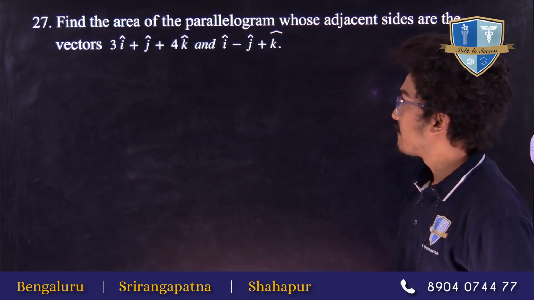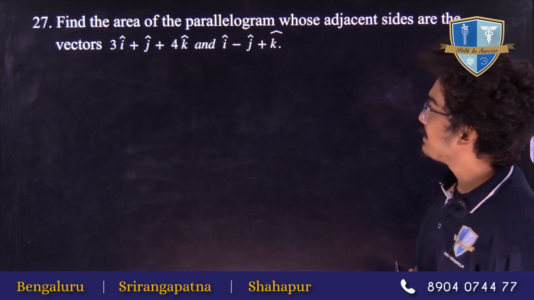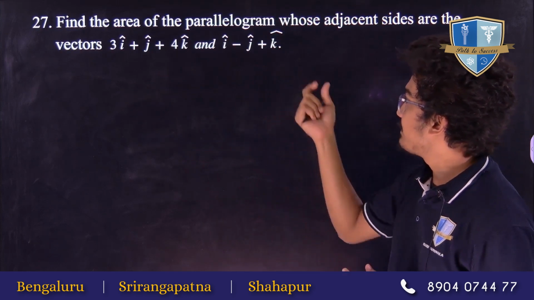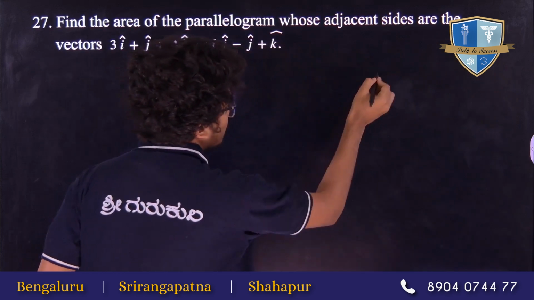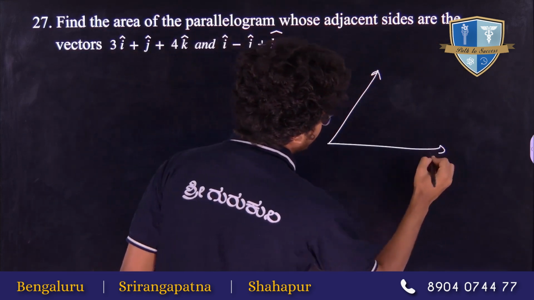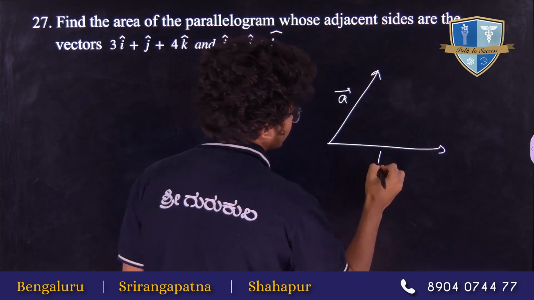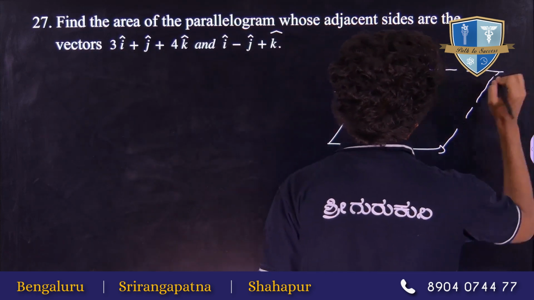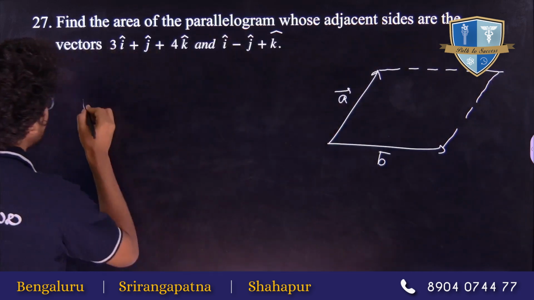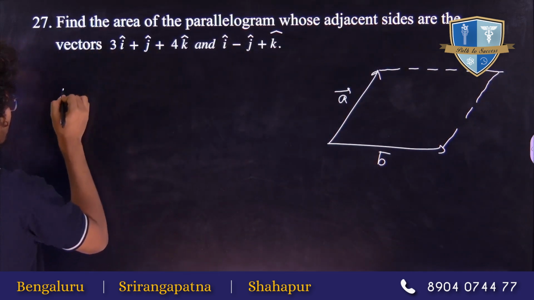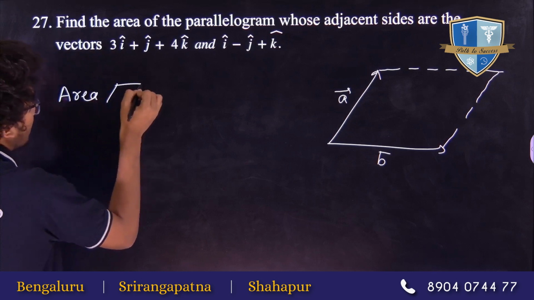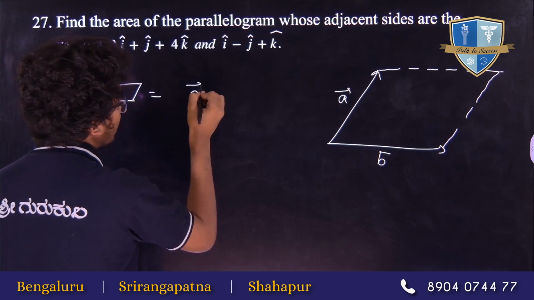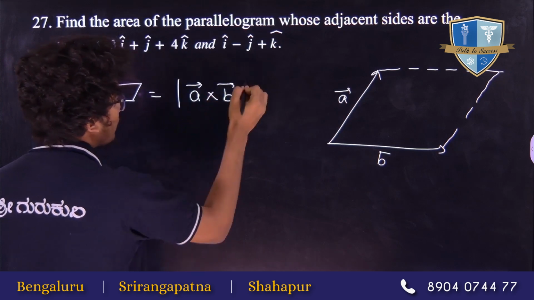So next question is, find the area of a parallelogram whose adjacent sides are the vectors 3i plus j plus 4k and i minus j plus k. So we have two vectors. Let's suppose a vector and b vector, and they will form a parallelogram. Correct? And this will be the parallelogram. Now the area of this parallelogram will be equal to the cross product of these two vectors, that is a vector cross b vector, and the magnitude of that. Correct?